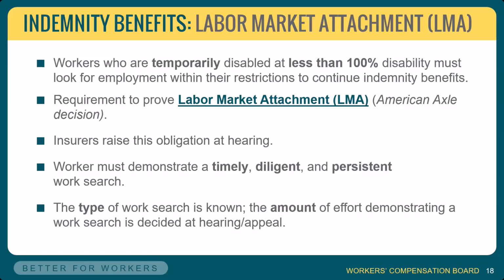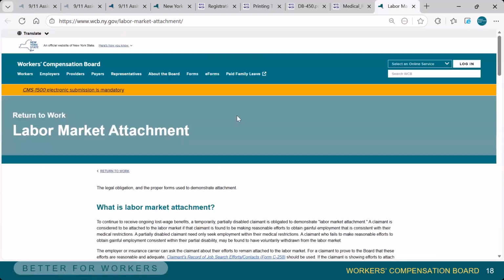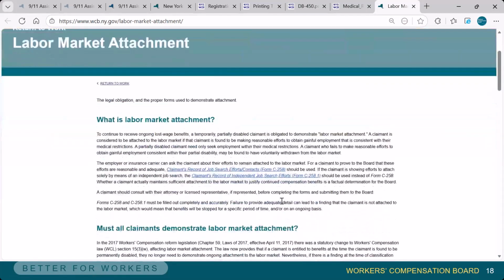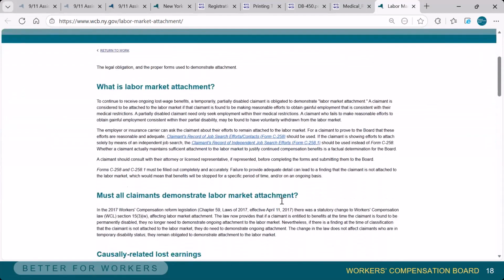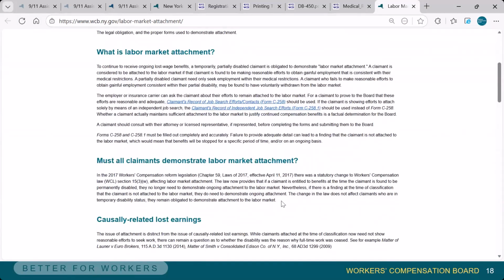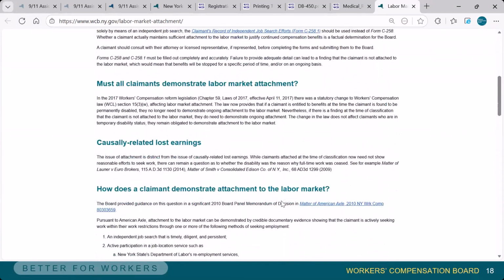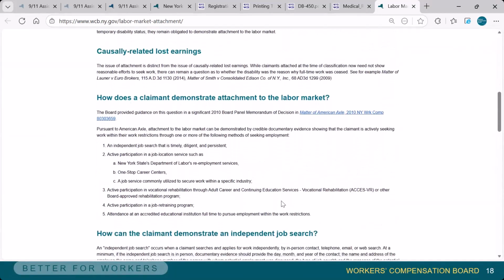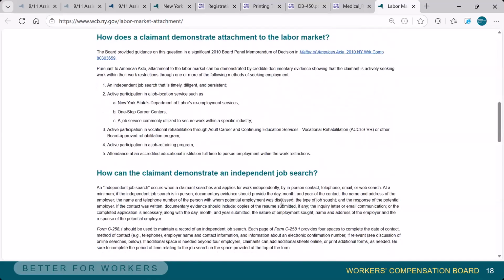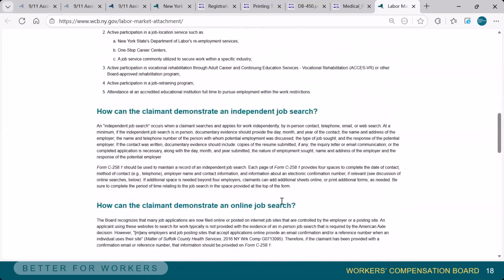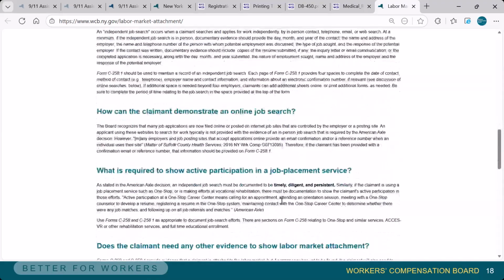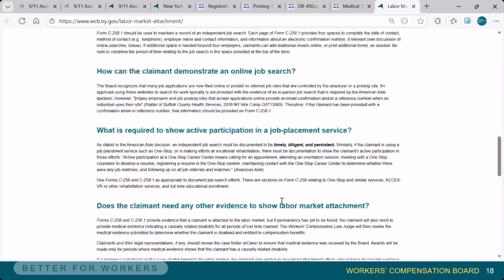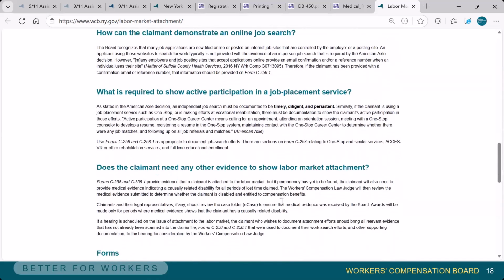labor market attachment. That means that you are part of the labor market, and colloquially it means, are you looking for work? So we are showing you right now this very large, very comprehensive website the board maintains that also contains everything I'm about to tell you. Okay, this is not Joe's opinion. Everything I'm telling you is on this website. So check it out.